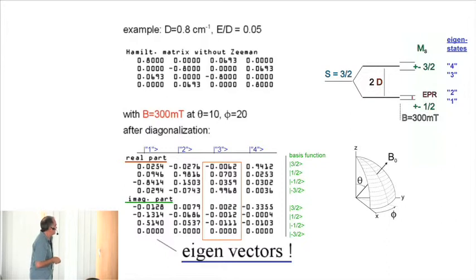Or in another case, we have here mainly contribution from the -3/2 in wave function number 3. So these are numbers at the end. These coefficients are something which we need, for instance, when we want to calculate EPR intensities. We need this composition of the diagonalized wave function.